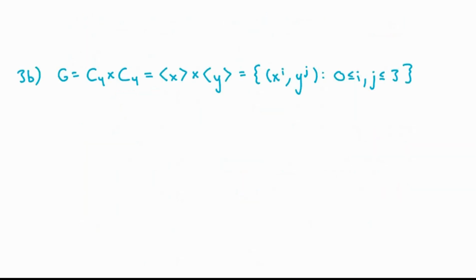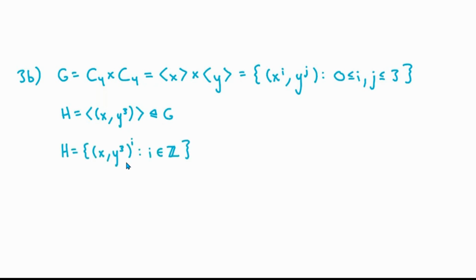For the next example, let's use the same group G, but this time let's let H be the subgroup generated by the element x, y cubed. As before, since G is abelian, H is a normal subgroup, so it makes sense to talk about the quotient group. And in this case, since H is generated by one element, we just need to consider powers of the generator. Well, it's pretty easy to figure out that this element is an element of order 4, so it generates a cyclic group of order 4, and these are the elements of the group.